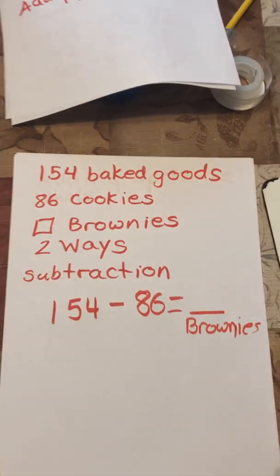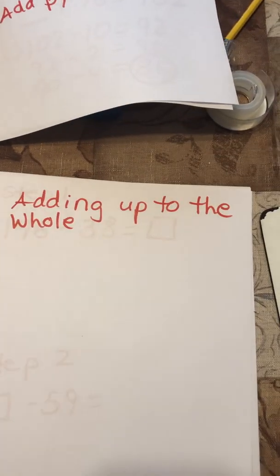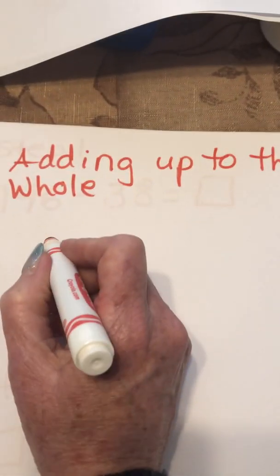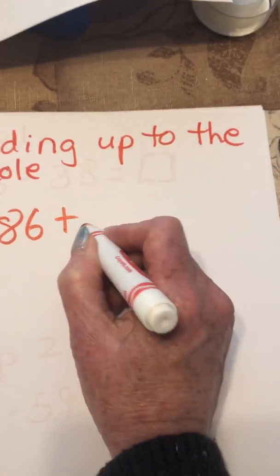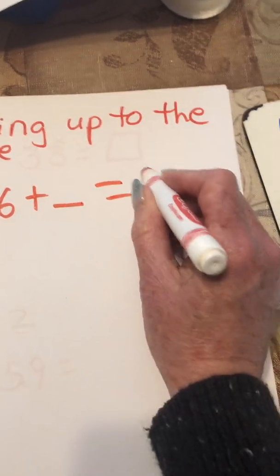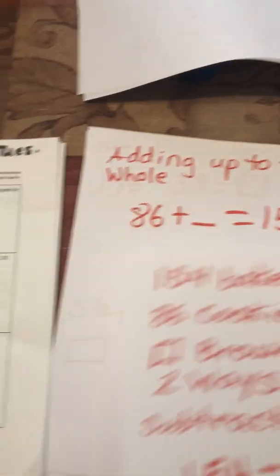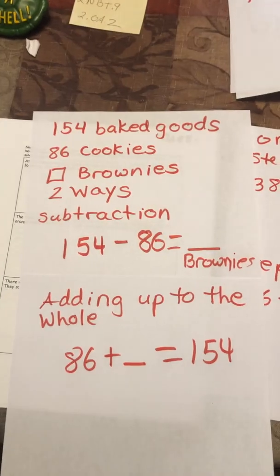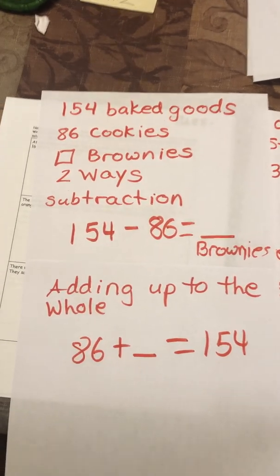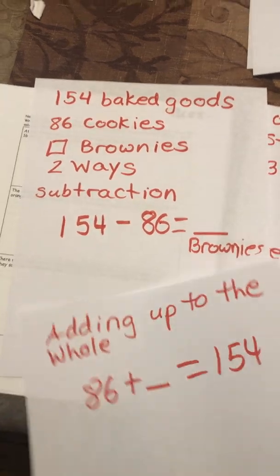And again, I'm not going to do that work for you. Or if you want to do the adding up way, you can do 86 plus something equals 154. Let me just put this. 2 ways to solve that same problem. You decide which way works for you.